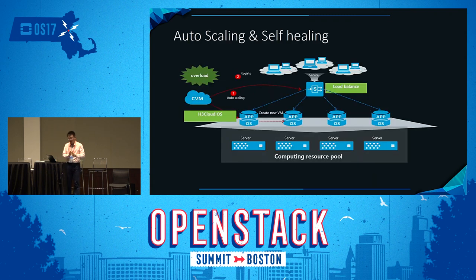And this is an interesting function in the cloud. It's auto scale. We know some web applications have regular PV. Sometimes on a certain day of a month, they will have a large number of accesses. When the large number of accesses come, the application will crash in traditional IT. But with our cloud management platform, we will auto scale this application.